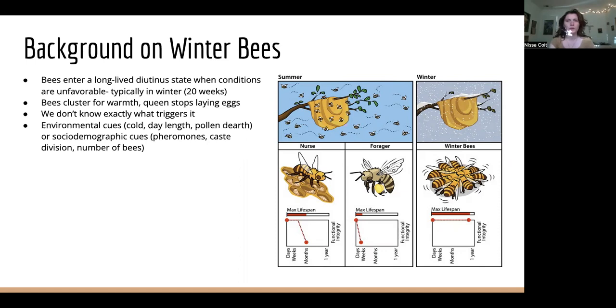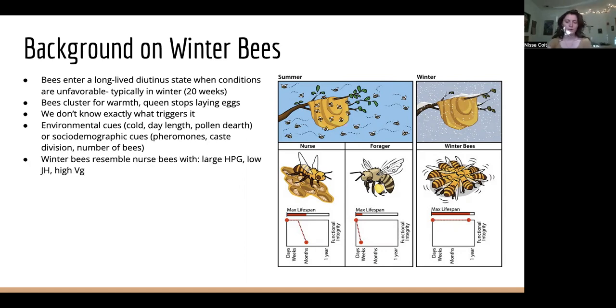So in order to answer a lot of questions about wintering bees, I needed to figure out what exactly a winter bee was and what caused it, because there are a lot of other questions about management that can't be answered until after we figure out more about it in this regard.